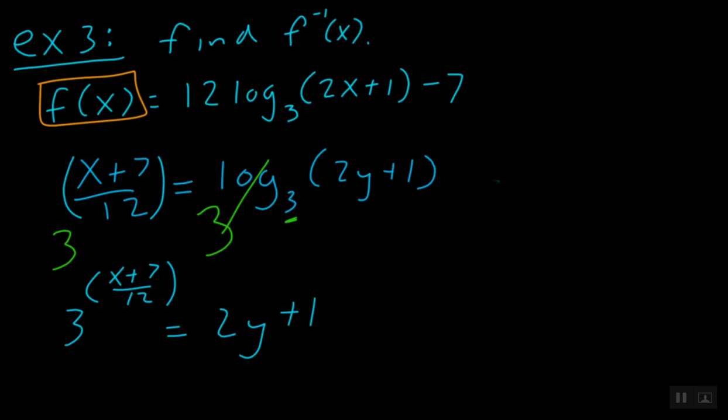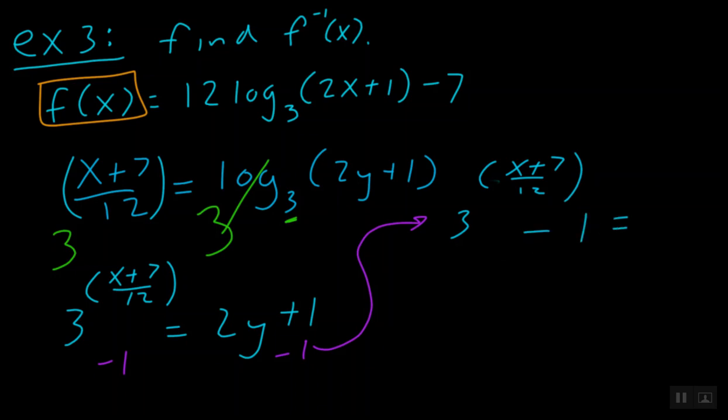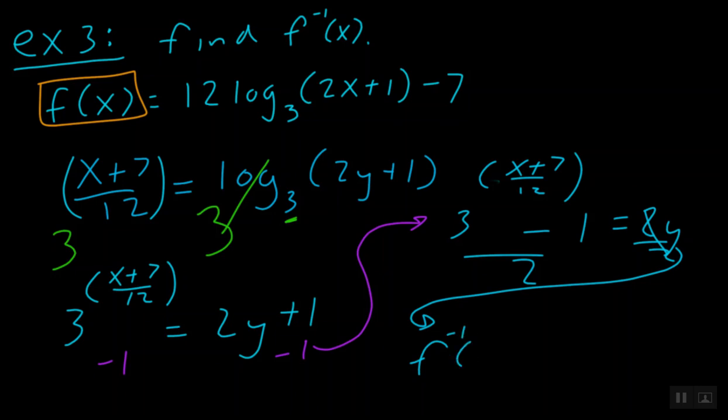And from here, well, now we're just kind of back to the original, just getting rid of our addition first, so minus 1, minus 1. And what does this give us? This gives us 3 to the power of (x plus 7) over 12 minus 1 is equal to 2y. And then we can simply divide both sides by 2. And once we do that, and y is by itself, I can write our final inverse function, which is going to be pretty crazy. 3 to the power of (x plus 7) over 12, minus 1, all over 2.